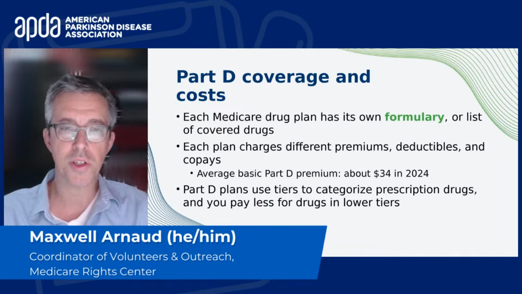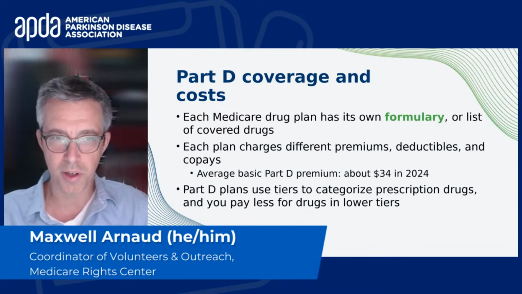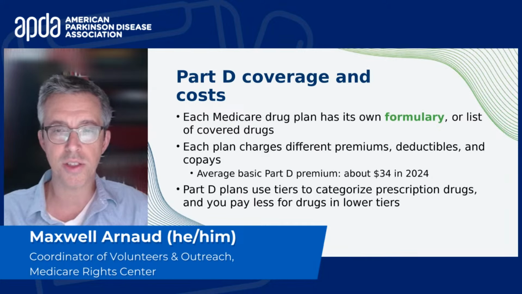Part D coverage and costs. Each Medicare drug plan has its own formulary, or list of covered drugs. Each plan charges different premiums, deductibles, and copays. The average basic Part D premium is about $34 in 2024.